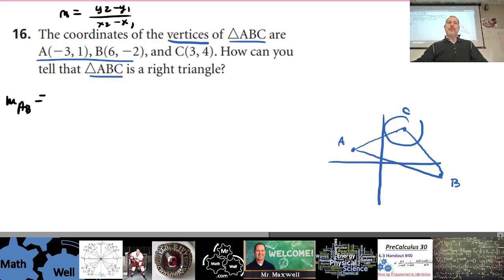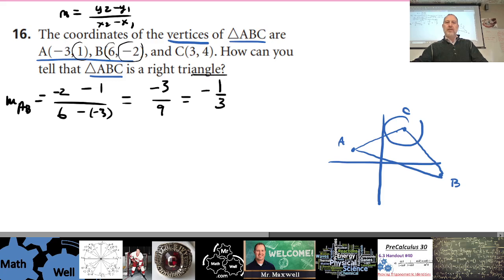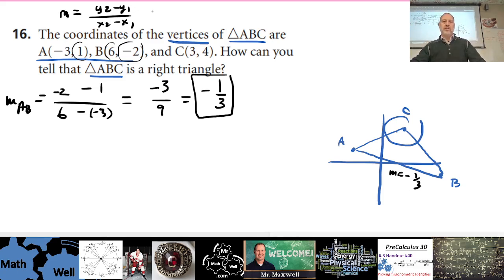It's very important. So we'll take the second y value, which in this case is negative 2, and subtract the first y value, which is 1. And we'll take the second x value, which is 6, and subtract the first x value, which is negative 3. So negative 2 minus 1 divided by 6 minus negative 3. This becomes negative 3 over 6 plus 3, which is 9. So that's negative 1/3 when you reduce it. So for AB, the slope is negative 1/3. Okay, good so far? Let's do the others.